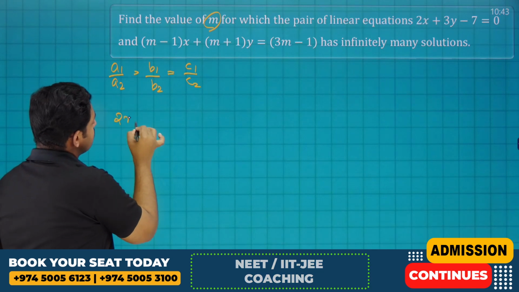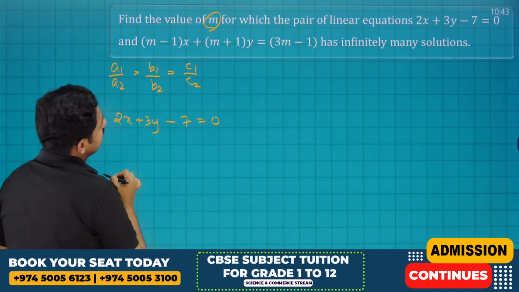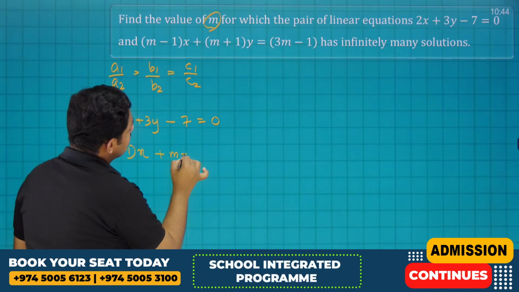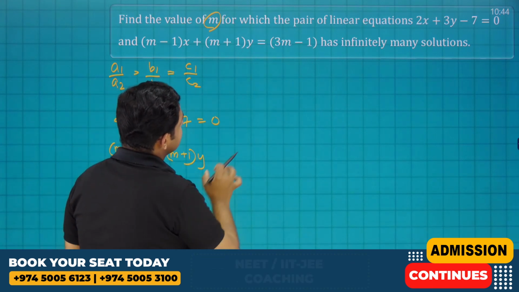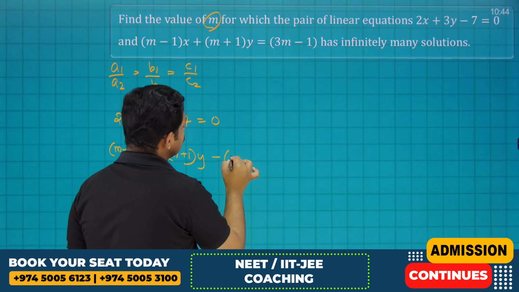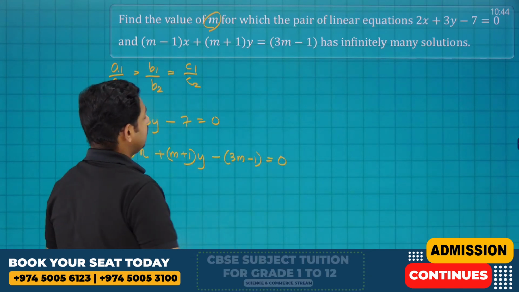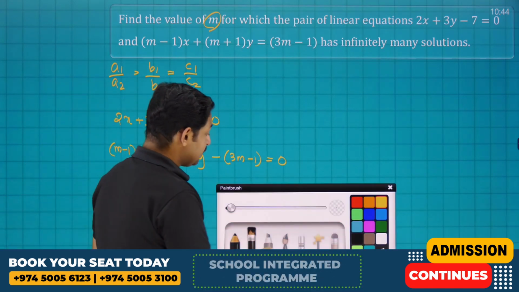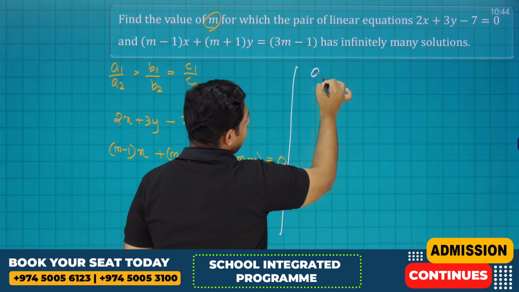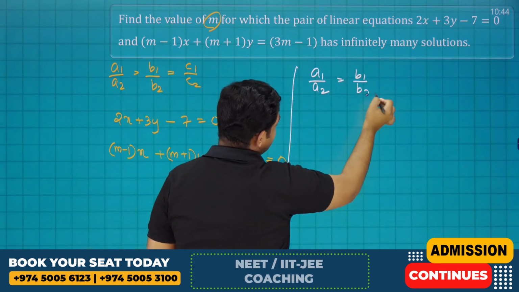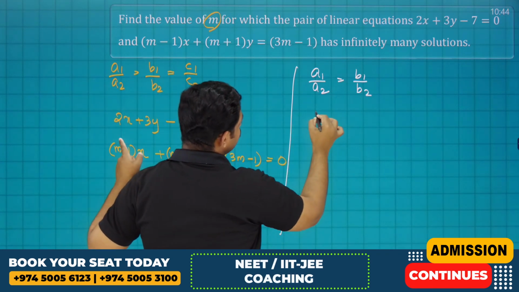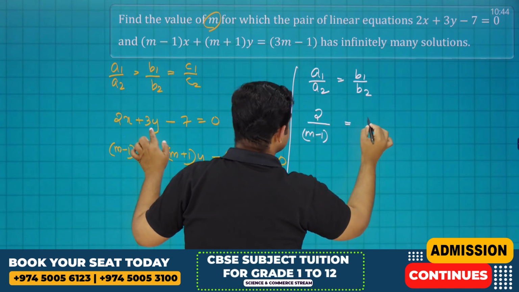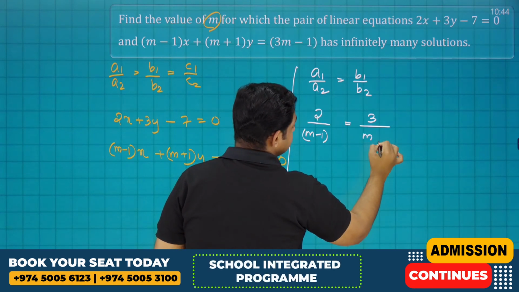Now the equations: 2x plus 3y minus 7 equal to 0, the first equation, and the second equation is m minus 1 into x, then plus m plus 1 into y. If you bring that constant term to the left side, minus of 3m minus 1 equal to 0. So these are the two equations. From this we can easily identify what is a1, a2, b1, b2, c1, c2. Now we can equate, suppose I am equating a1 by a2 is equal to b1 by b2. When we equate these two, a1 is 2, so 2 by a2 is m minus 1, is equal to b1, which is 3, by b2 is m plus 1.